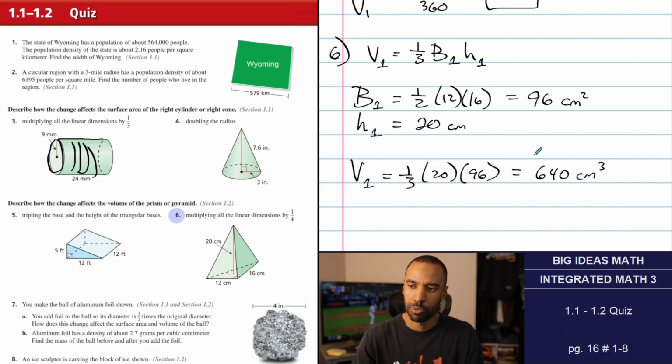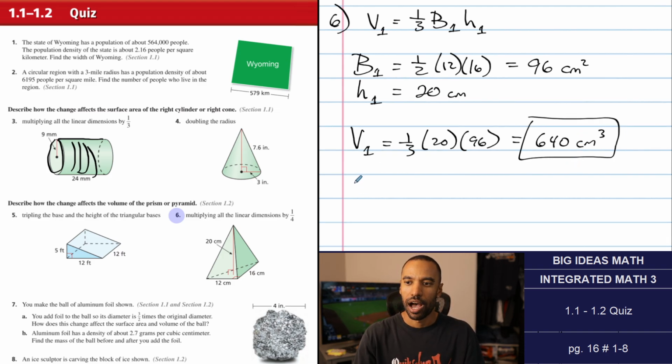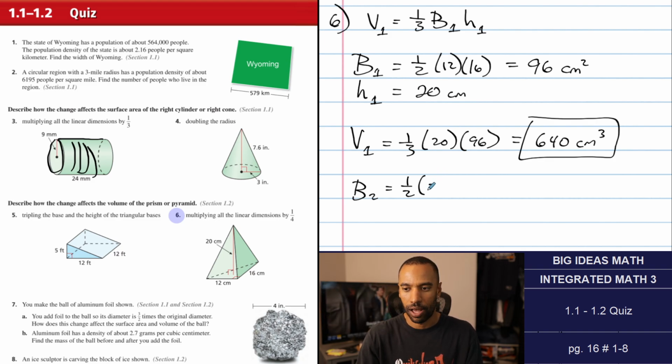640 cubic centimeters. Yeah? I'd imagine so. For object 2, it's area of base 2 times height 2, right? But now we're going to triple everything. So area, or take 1/4. I don't know why I said triple. 1/2. Okay, let's take 1/4 of 12.